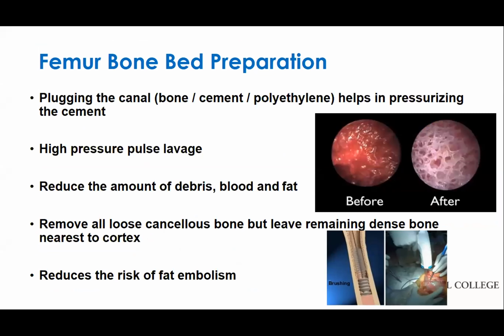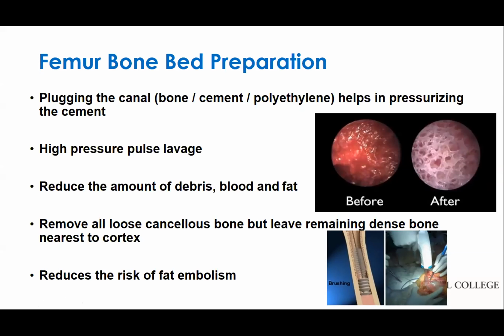Plug the canal, then high pressure pulse lavage. Look at what it does when you use a high pressure pulse lavage. From this, it creates this. As a result, the blood is not there. Cement easily goes into these pores and interdigitates. It reduces the amount of debris, blood and fat. That is what the pulse lavage does.